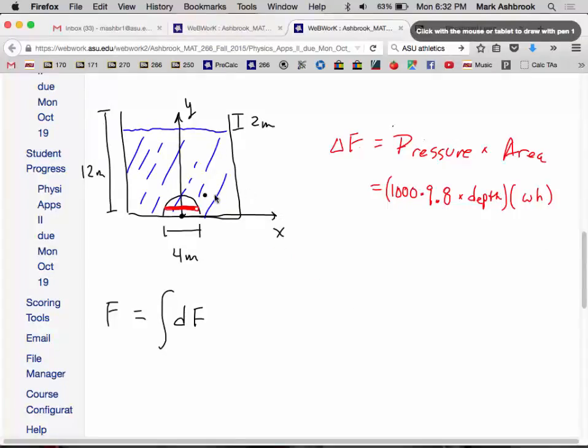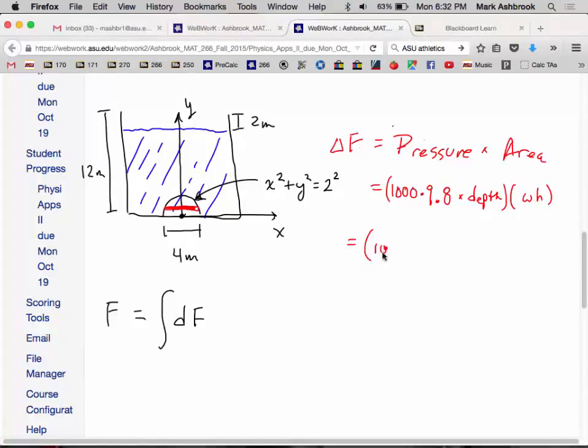Okay, and we need the equation of that circle, which is easy by the way that I've set this up now. The equation of that circle is x squared plus y squared equals 2 squared, or 4. What's the width? The width again is 2x now. Let's do one thing at a time. So 1,000 times 9.8. Okay, should we do the depth now? So the depth is from here to here. So it's from the top surface of the water to the typical strip. That's the depth.